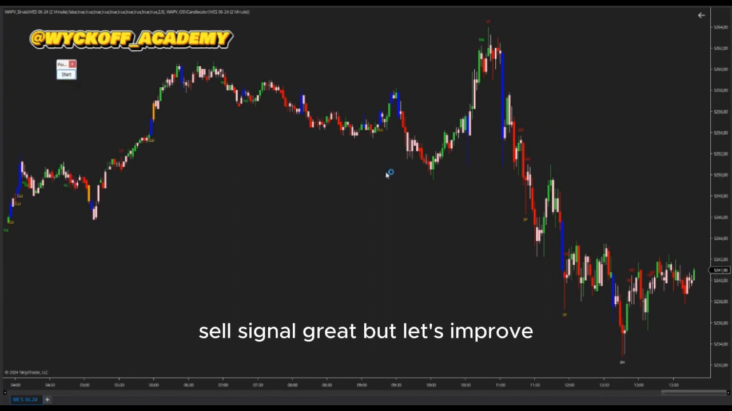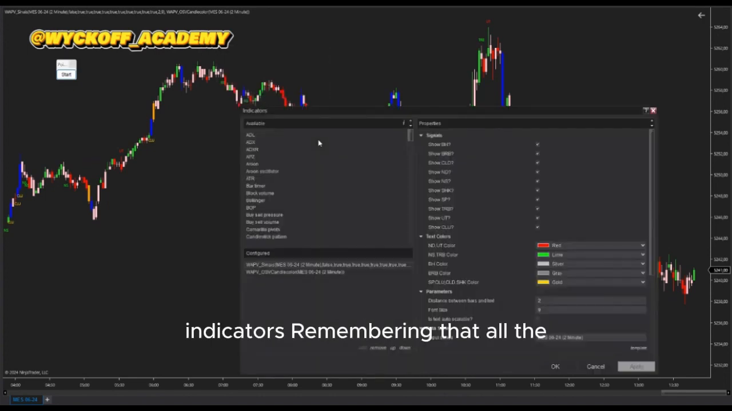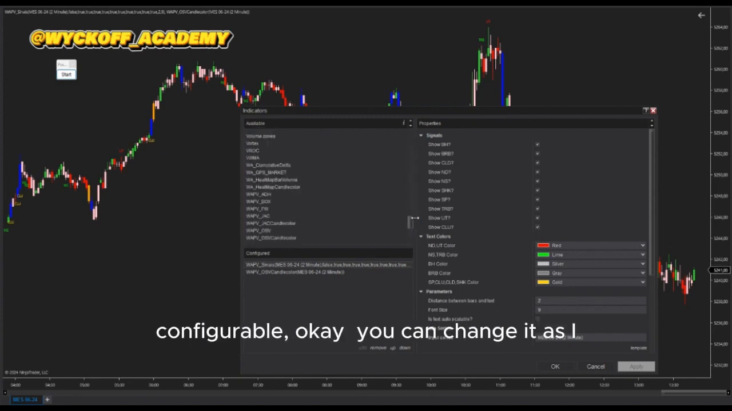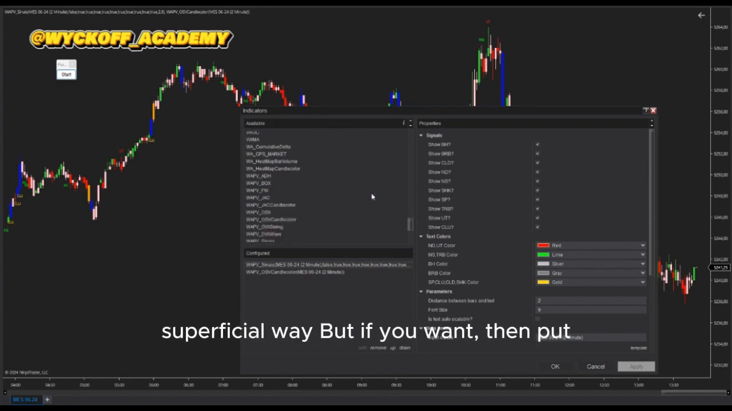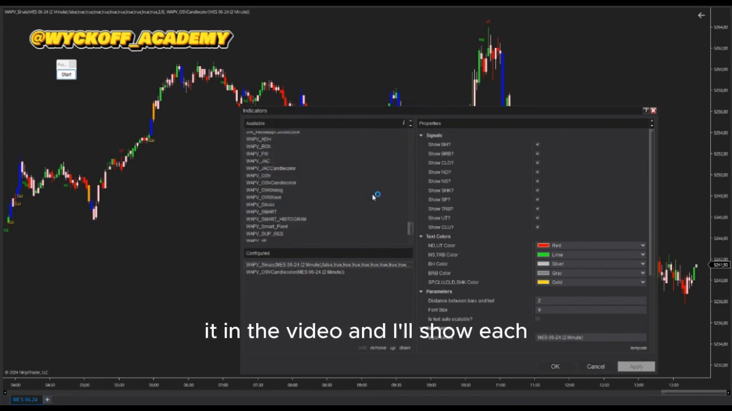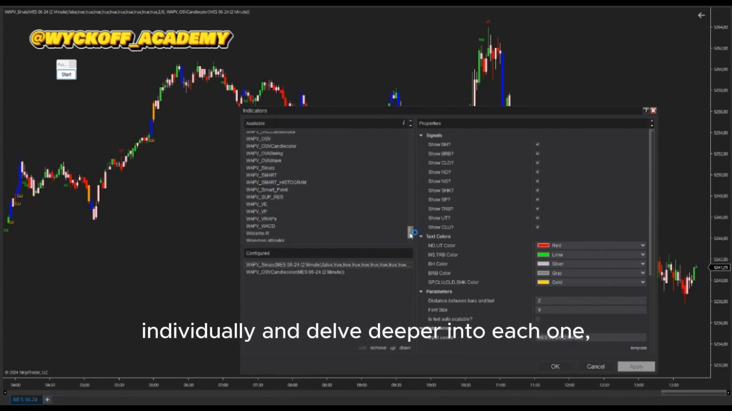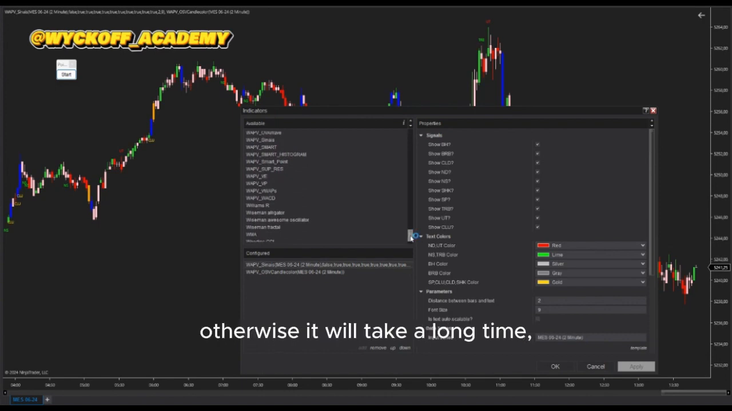Great, but let's improve because it's still not enough. So let's go to the indicators button, remembering that all the indicators are highly configurable. You can change them, as I am only showing it in a more superficial way, but if you want, put it in the comments and I'll show each indicator. I can cover each indicator individually and delve deeper into each one. Otherwise it will take a long time.